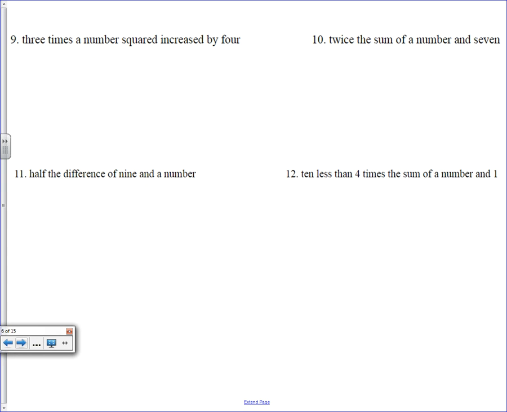3 times a number squared. How do I represent 3 times a number squared? Go ahead. To the second? Wonderful. Increase by 4. Plus 4.